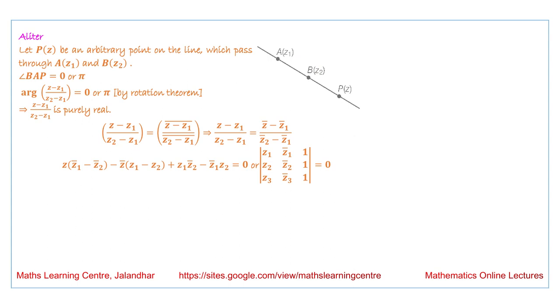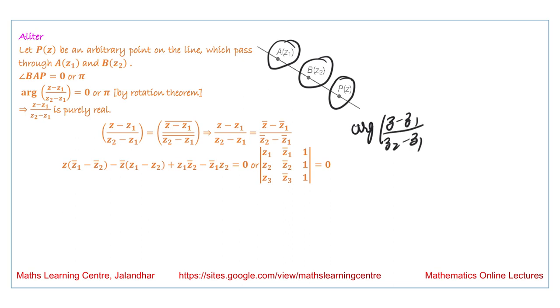Another way to find this equation is, we are saying the points we have are A (z1), B (z2) and P is any point z over here. So, we will have the value of argument of (z minus z1) over (z2 minus z1). This will be 0 or pi. It means we are saying that this value is purely real.